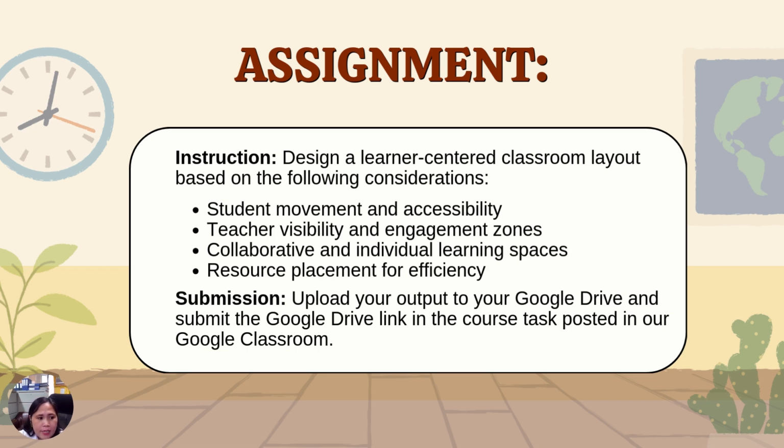First, we have student movement and accessibility. Make sure that in your layout, you arrange the space to allow free and comfortable movement for all students, including those with special needs. For example, what if you have one of your students who has difficulty walking? You should have enough space for that. Ensure clear pathways to have an organized flow of movement.